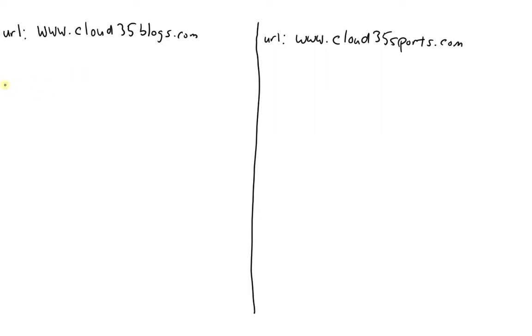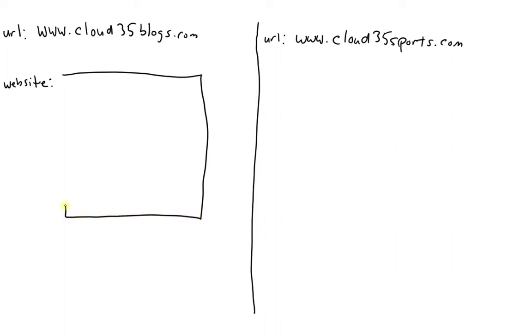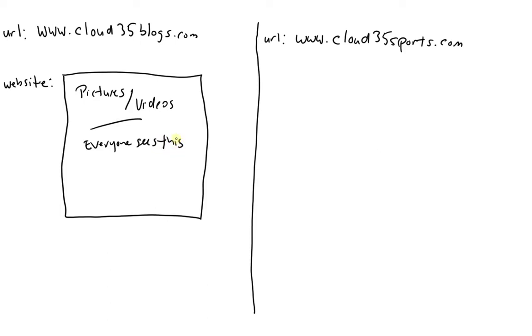The second thing is your website. Let's call it your website. So your website's right here, and this is where you see your pictures, videos. This is where everybody sees here. All right, so everybody sees this. So when somebody goes to cloud35blogs.com, they will automatically see the website.